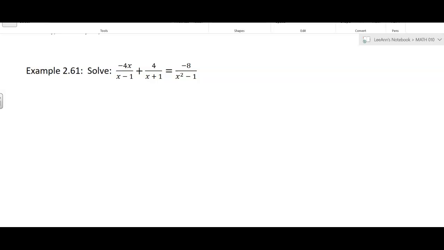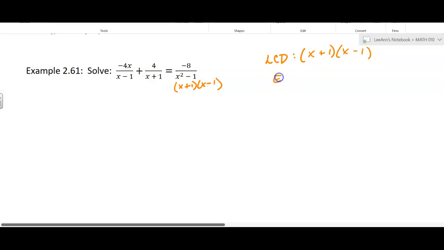We look at the denominators. We're going to find the LCD. That last denominator needs to be factored. Okay, and so now we can find the LCD. The LCD is going to be x plus 1, x minus 1. And the excluded values: x cannot be -1 or 1. So we want to keep that in mind.